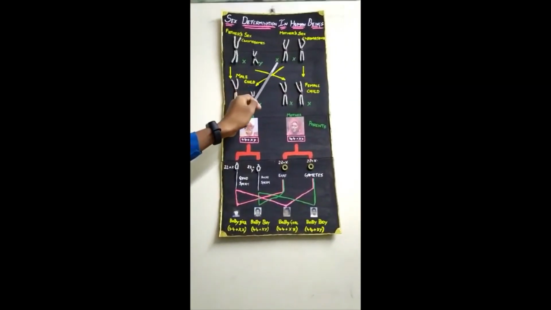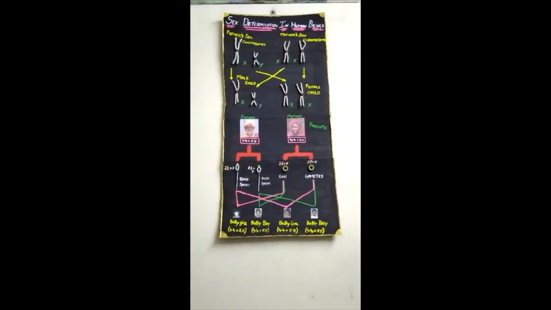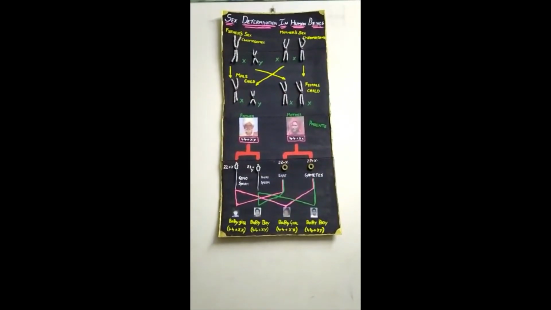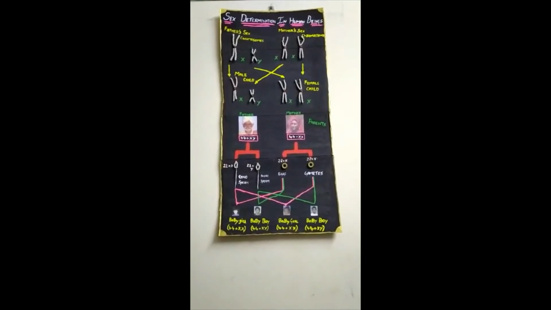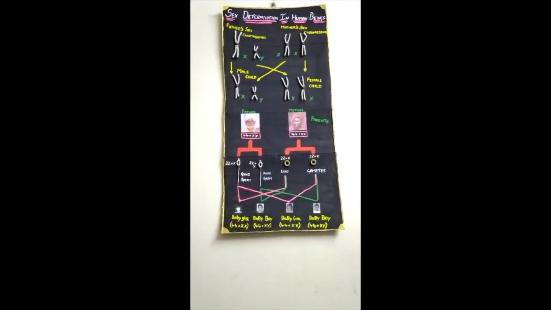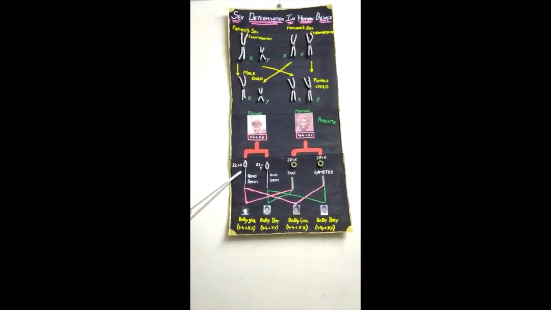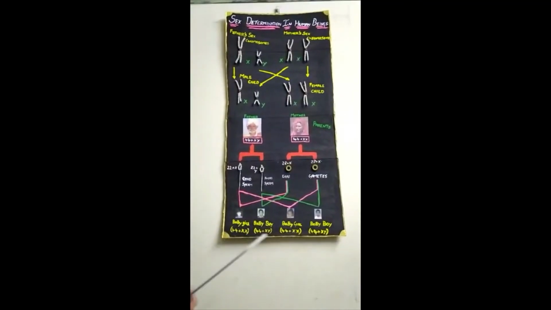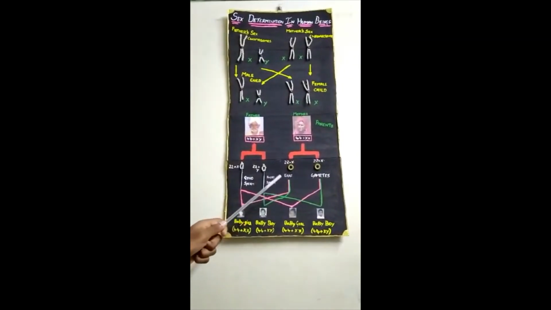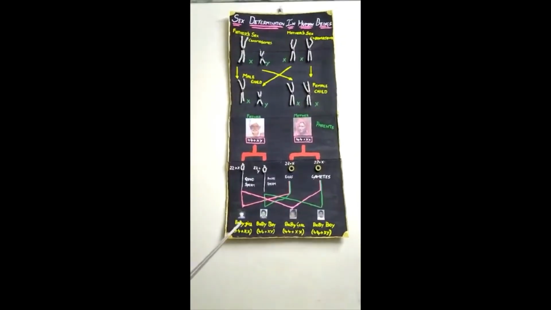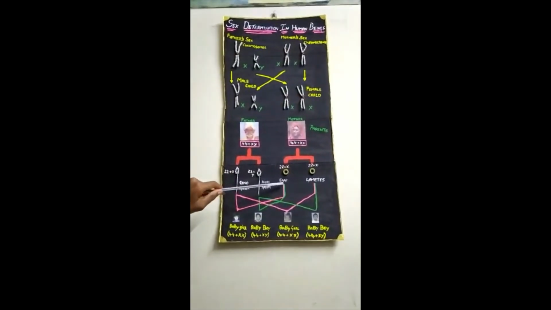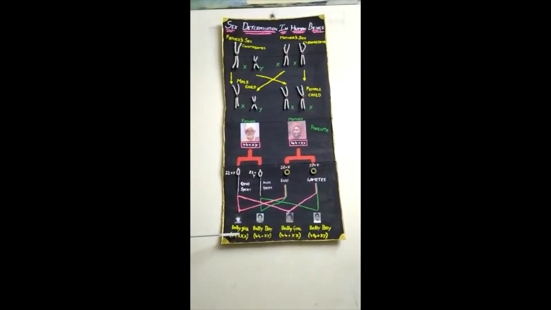All the gametes produced by the female are the same, X and X, but the male produces two types, one X and one Y. If the X chromosome of the male gamete unites with the X chromosome of the female gamete, then it will give birth to a girl child. Means XX, hence the birth of a girl baby.